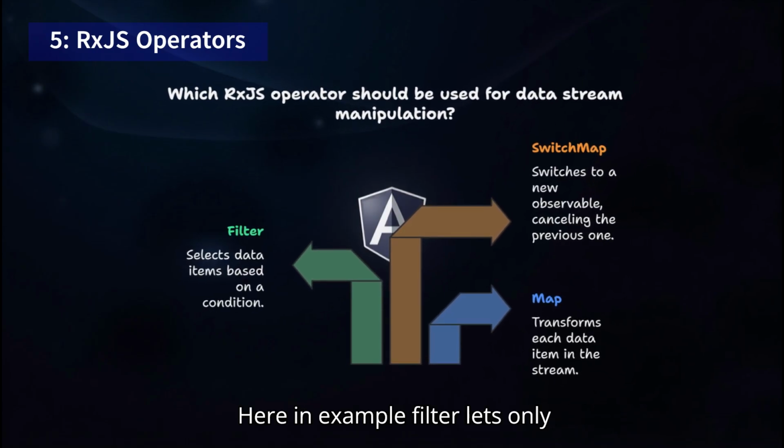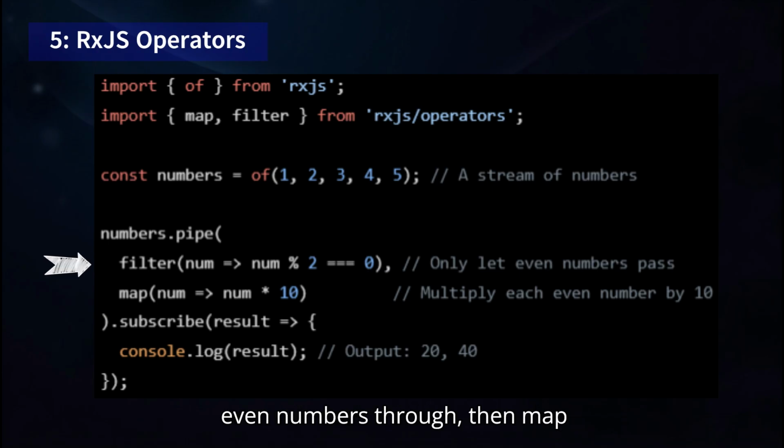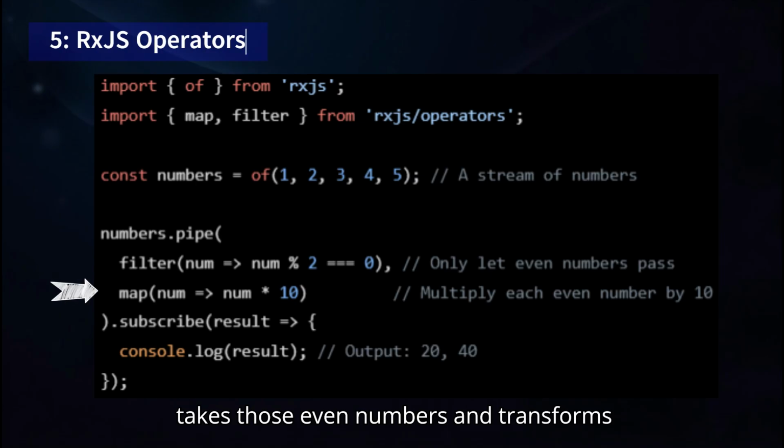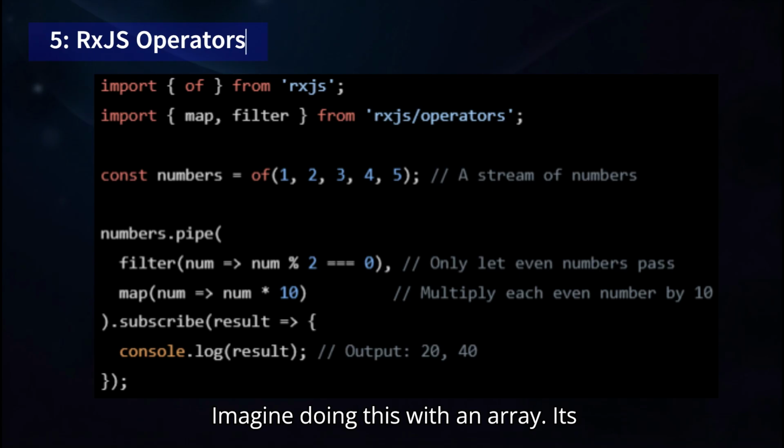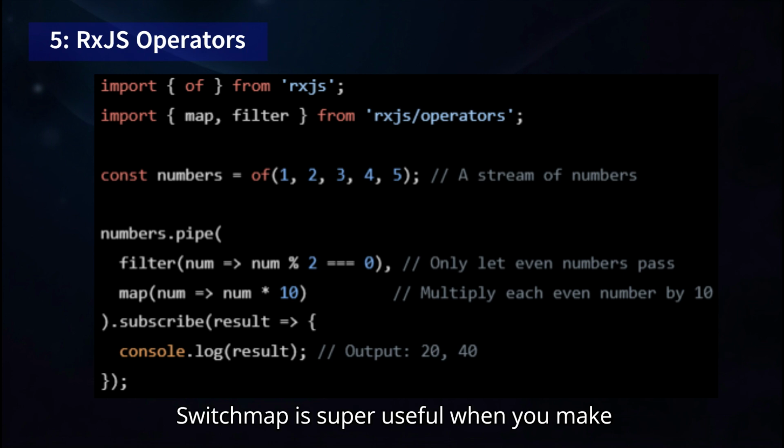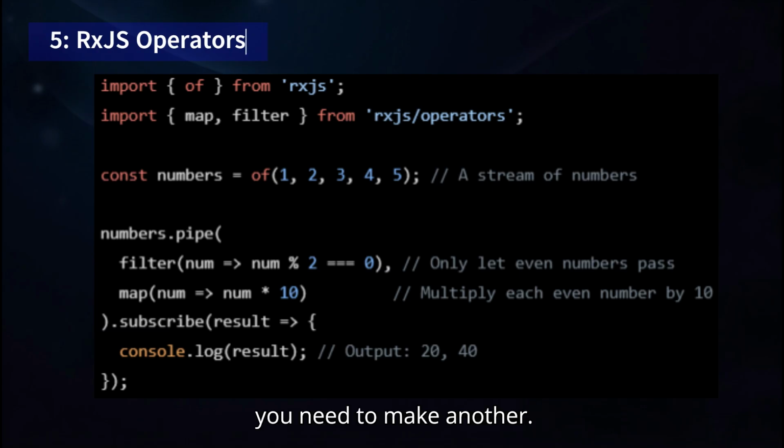Here in the example, filter lets only even numbers through. Then map takes those even numbers and transforms them, multiplying by 10. Imagine doing this with an array. It's similar, but for streams of data that arrive over time. switchMap is super useful when you make one request, and based on its result, you need to make another.